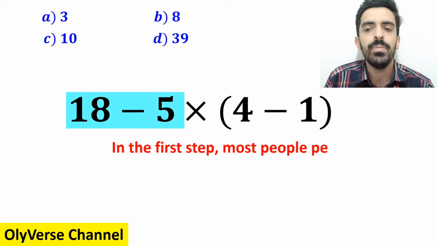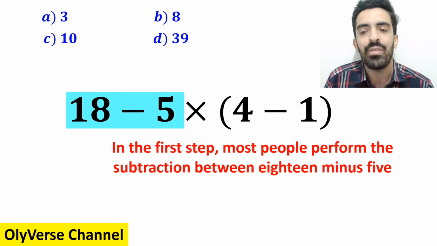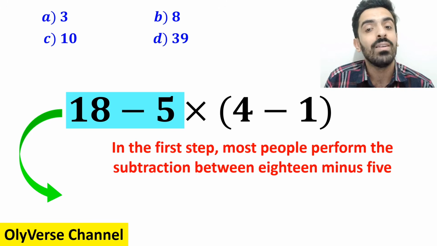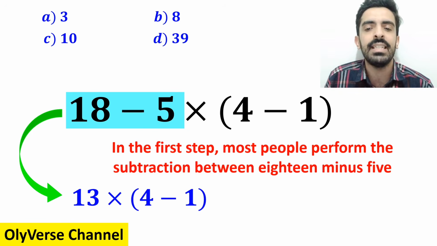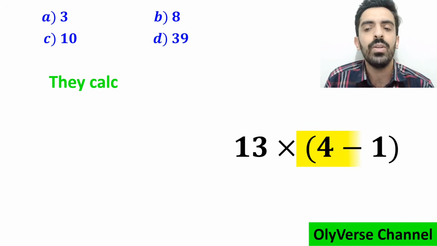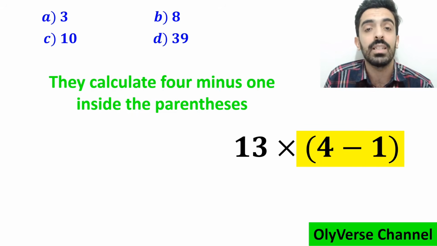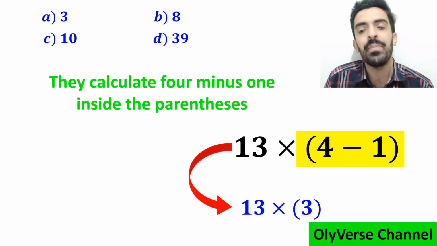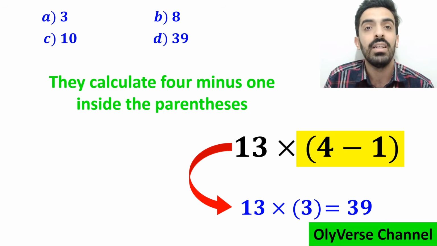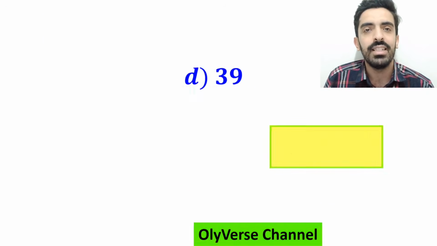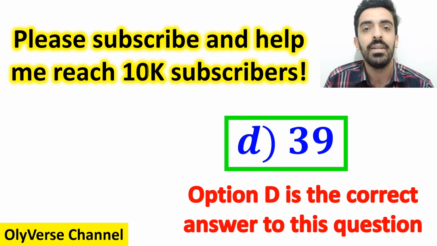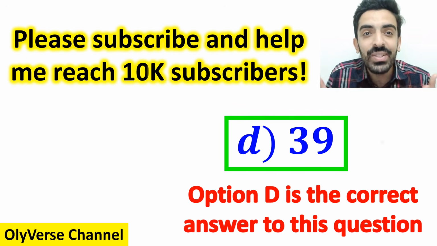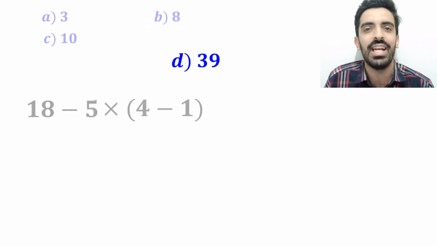And the first step, most people perform the subtraction between 18 and 5, which I have highlighted in blue. So, this expression simplifies to 13 multiplied by 4 minus 1 inside the parentheses. And the next step, they calculate 4 minus 1 inside the parentheses, which becomes 13 multiplied by 3. And finally, the value of this expression must be equal to 39. Then, without any hesitation, they quickly say that option D is the correct answer to this question. But I have to say we were tricked and it's not the correct answer to this question.